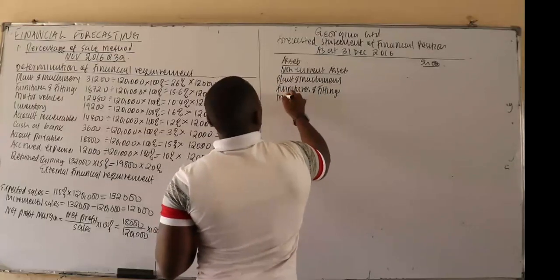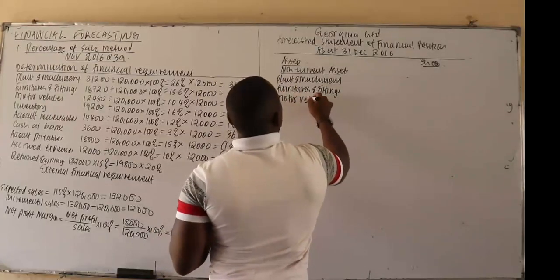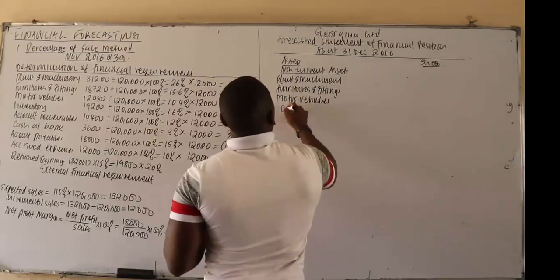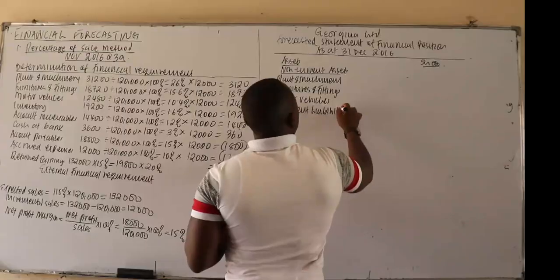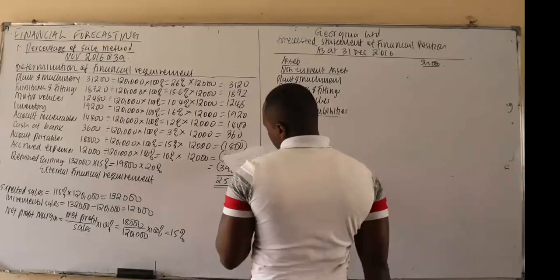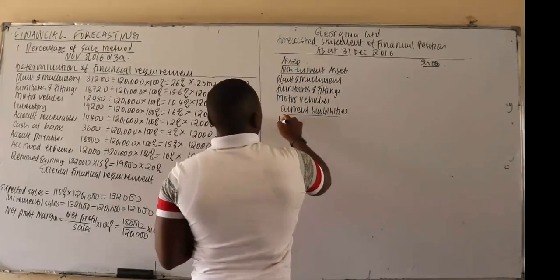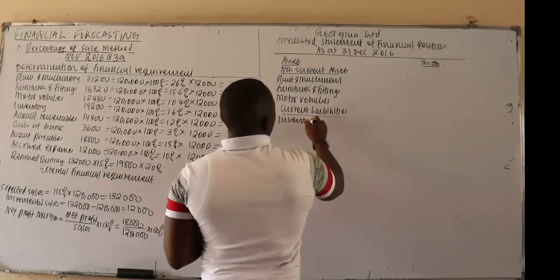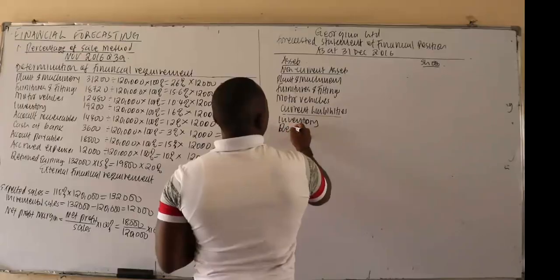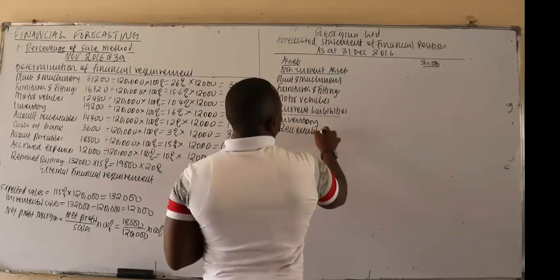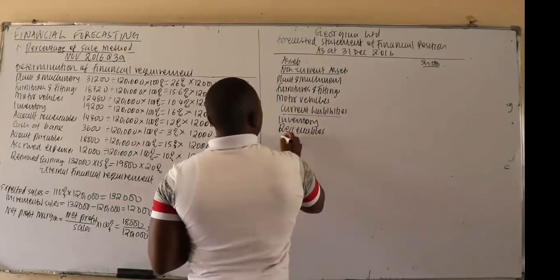Then we have the motor vehicles. Then we have the current liabilities. So under the current liabilities, we have inventory. We also have account receivables. And then we have cash at bank.